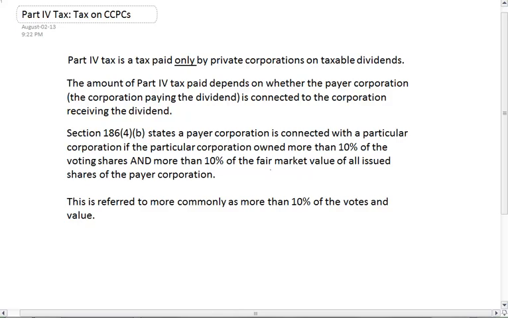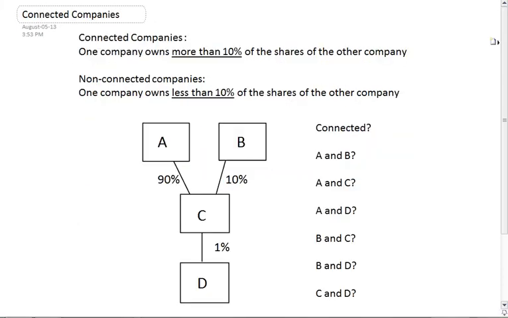To illustrate this concept, consider this structure. A, B, and C are private companies. D is publicly owned. A is connected with C because A owns more than 10% of C's votes and values. B is not connected with C because B only owns 10% of C. B needs to own more than 10% to be connected with C. If B owned 11%, for example, B would be connected with C.